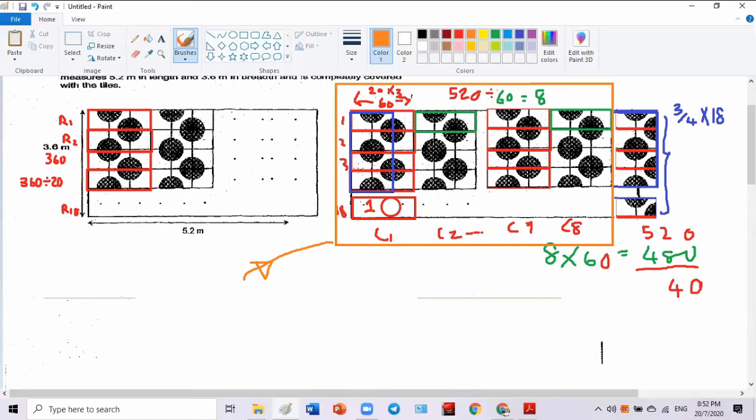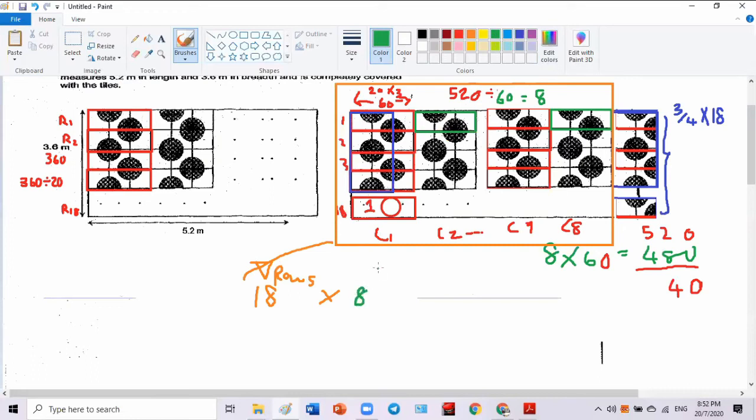Can you see? 18 rows of 1 circle, because 3 of them make 1 circle. So 18 rows of 1 circle, times how many columns of 1 circle? A column is straight down. How many columns? Times what? 8, right? Yes?